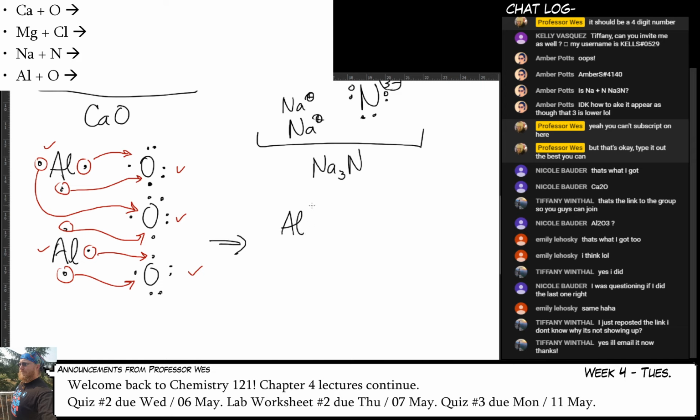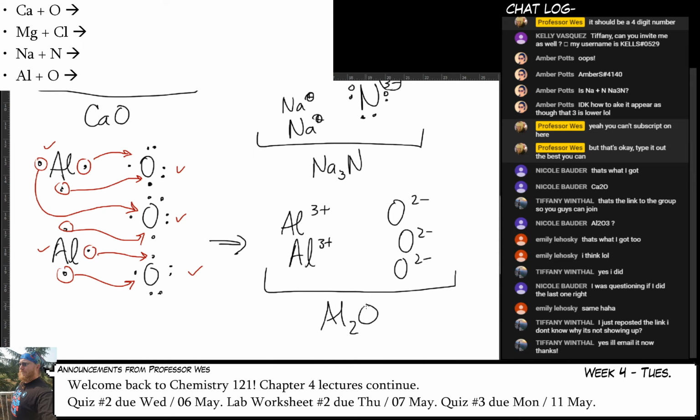So I made this aluminum with a 3+, because each one lost 3 electrons. I did that twice. For my oxygen, each of them gained 2 electrons. And now when I write my formula, I would write Al2 because there are 2 of those, O3 because there are 3 of them.